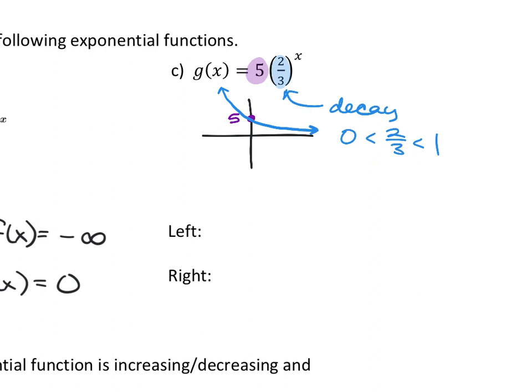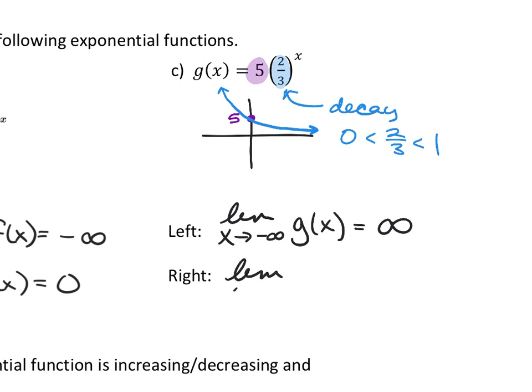I know that on the left side, as we approach negative infinity, this function, this one's called g of x, would be going up to positive infinity. And I also know, because it's a decay function, that as we go to the right for g of x, my y value is going to be approaching 0. So again, this one is really easy to figure out the shape. You just need two numbers.